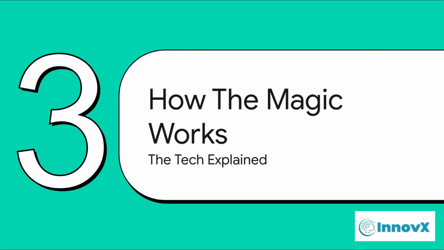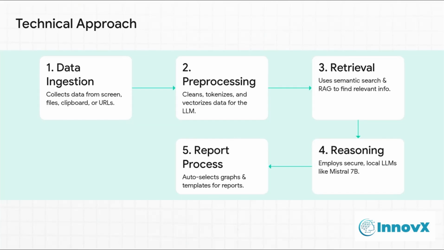Now, I know it sounds a bit like magic, but of course, it's just really clever technology. So let's take a quick look under the hood and see how INFOSNAP actually pulls all of this off. The whole process is basically broken down into 5 layers. First, it ingests data from everywhere. Then, it pre-processes it to get it ready for the AI. The retrieval layer uses smart search and a technique called RAG, which just means it finds the right text before generating an answer, which is key for accuracy. Then the reasoning layer uses a secure local large language model, something like Mistral 7B, to create insights without your data ever leaving your computer. And finally, the report layer puts it all together in a nice, polished package for you.